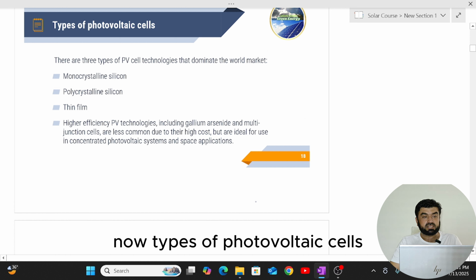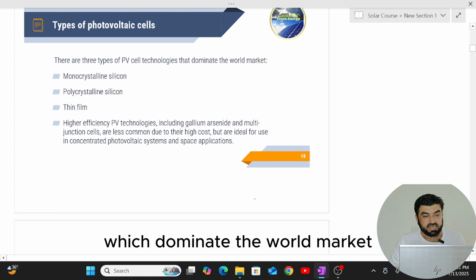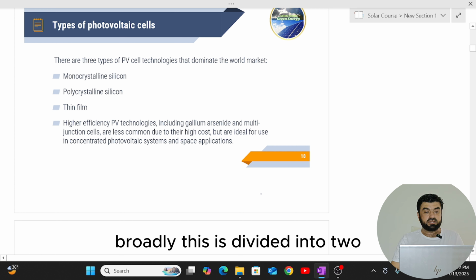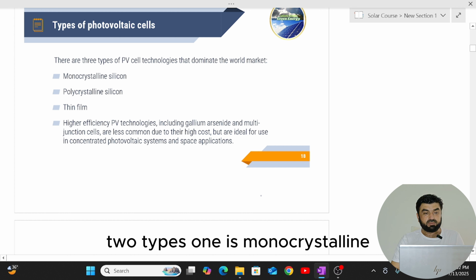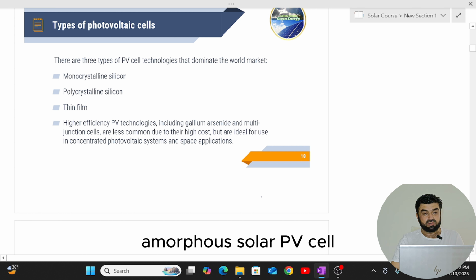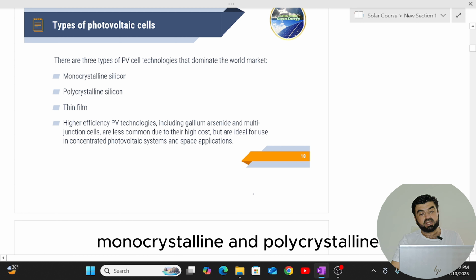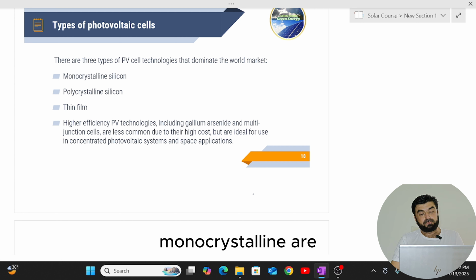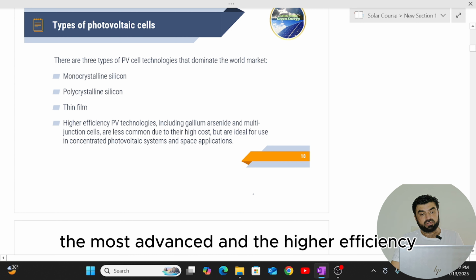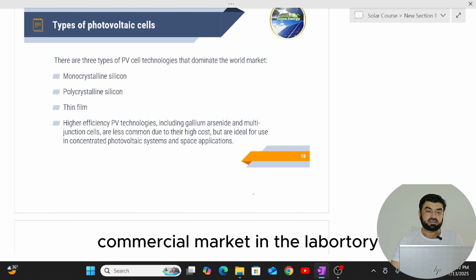Now, types of photovoltaic cells. There are three types of photovoltaic cells which dominate the world market. Broadly, they are divided into two types: one is crystalline, and the other is amorphous solar PV cell. Crystalline is further divided into two: monocrystalline and polycrystalline. Monocrystalline cells are the most advanced with higher efficiency, but they are very costly. Their efficiency is 22 to 23% now available in the commercial market.